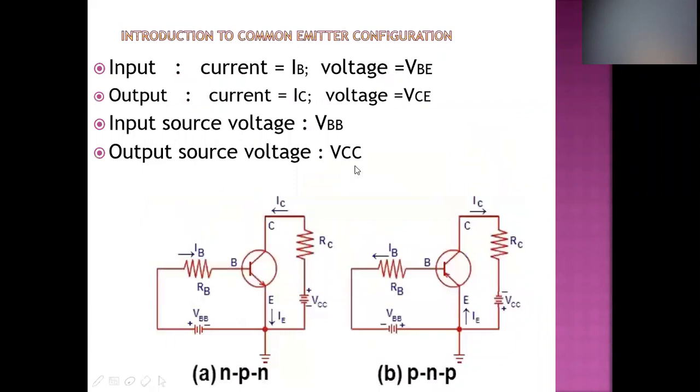Next, in the common emitter configuration, we take the input current as IB, that is the base current, and the base to emitter voltage is the input voltage. IC, that is the collector current, is the output current, and the collector to emitter voltage VCE is the output voltage. Now, as I said before, the input source voltage is VBB, and the output source voltage is VCC.